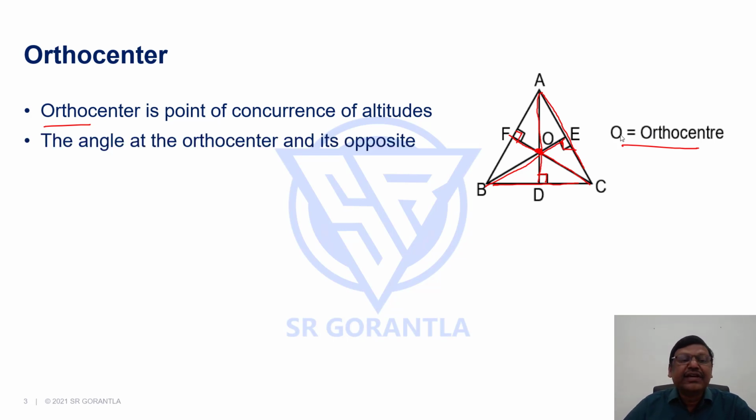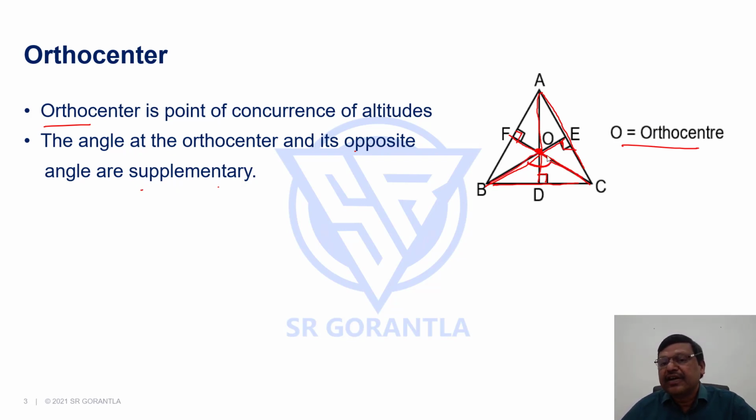The next point is, the angle at the orthocenter and its opposite angle are supplementary. For example, if I take angle BOC, its opposite angle is A, that is angle BAC. Sum of them is 180 degrees. Angle BOC plus angle BAC is 180. We can extend this to other angles also.